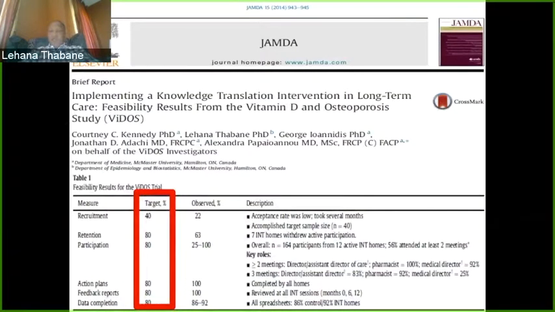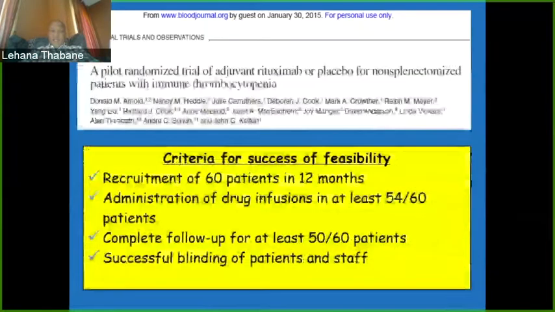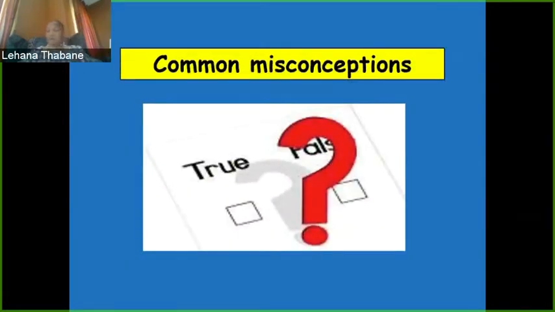The same thing in the VITALS trial, we had criteria for assessing success on different aspects of what we are assessing for feasibility. And in this trial, this was done by some of my colleagues at McMaster, led by Deborah Cook and Donnie Arnold, and they had criteria for assessing whether it would be feasible to actually move on to the main trial. Unfortunately, there's a lot of misconceptions about pilot or feasibility studies or trials in general.